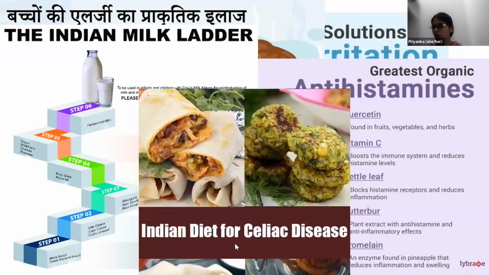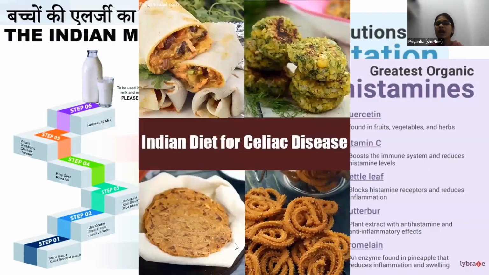Similarly, we have one more example. These days celiac disease is increasing in India. So we have options. Instead of a wheat wrap, we can substitute it with a corn wrap. Instead of wheat parathas, we can give ragi parathas. And the yummy Indian snacks can be substituted with sago tikkis or murmuras.